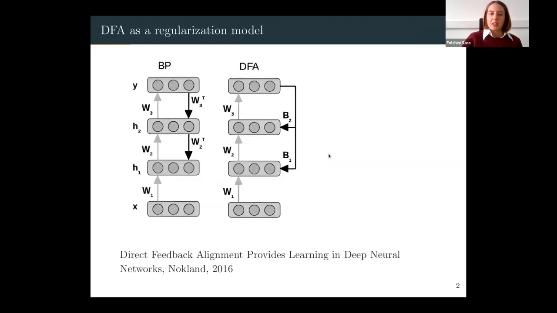So why is this alignment happening? On the left, we see, for example, a representation of a three-layer neural network with BP. We see that the forward pass goes through the weight matrices. Instead, the backward pass goes through the weight matrices transposed. In DFA, the error is mapped directly to each layer, and the derivative of the following layers is not considered in the update rule of the early layers.